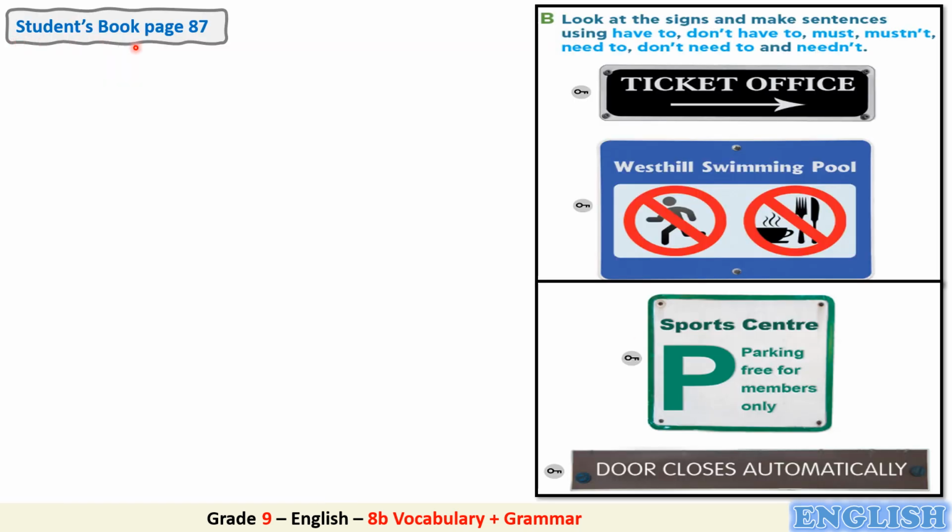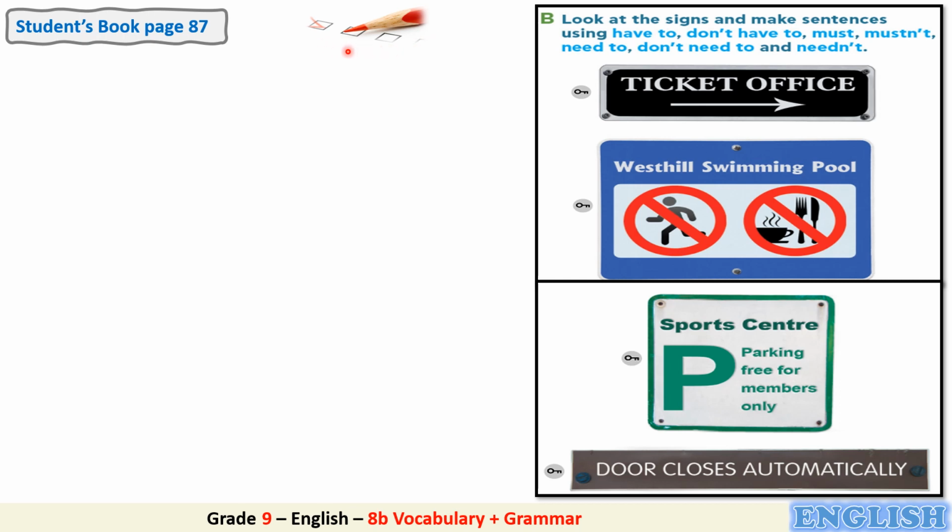Now let's move to the student's book, page 87, exercise B. Look at the signs and make sentences using have to, don't have to, must, mustn't, need to, don't need to, and needn't. As you see here, these are the signs, and we are going to make sentences using these verbs. Now, pause the video, then make sentences.